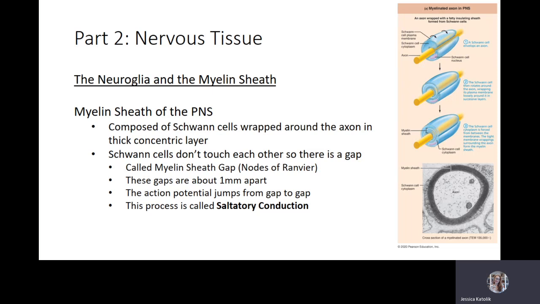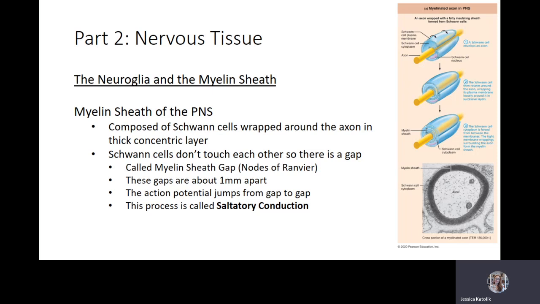They're not going to touch. Rather, there's going to be a small gap in between. This gap is called the myelin sheath gap. This is a relatively new name because anatomy is slowly moving away from eponyms, like memorial names. I learned it as nodes of Ranvier.